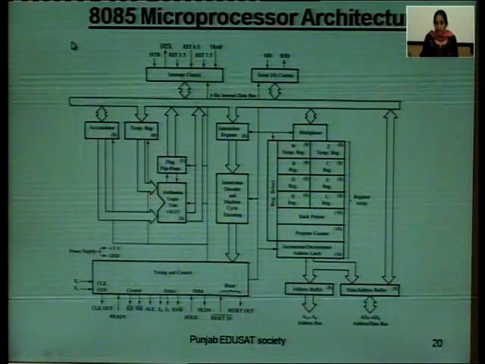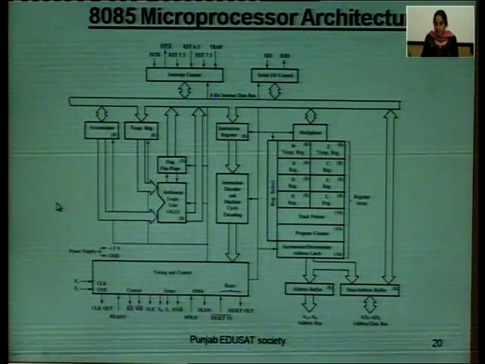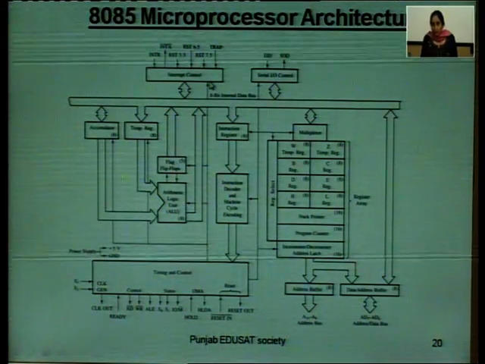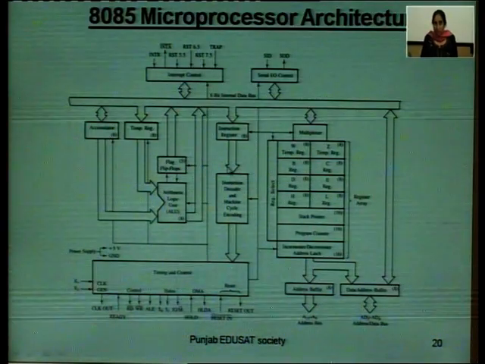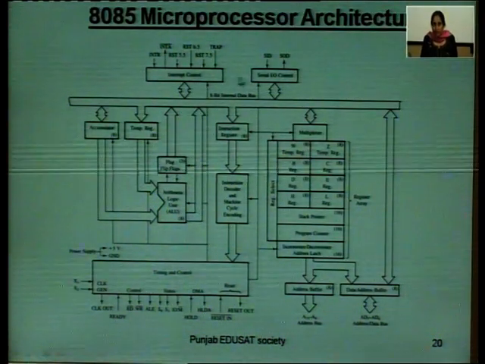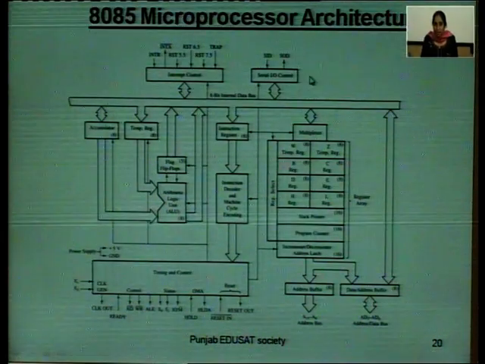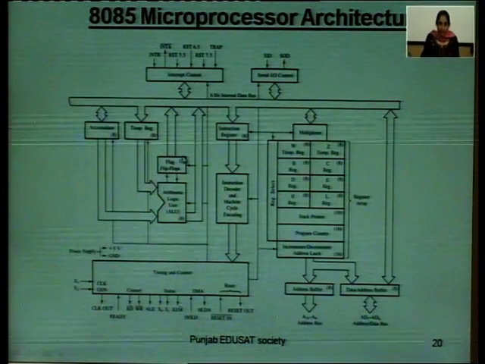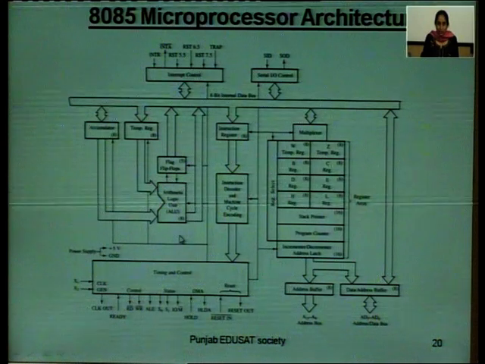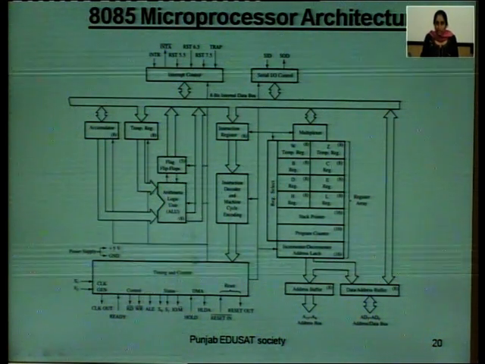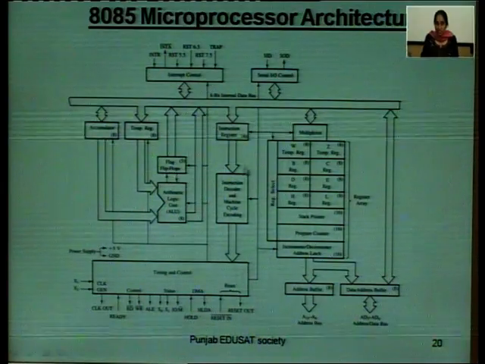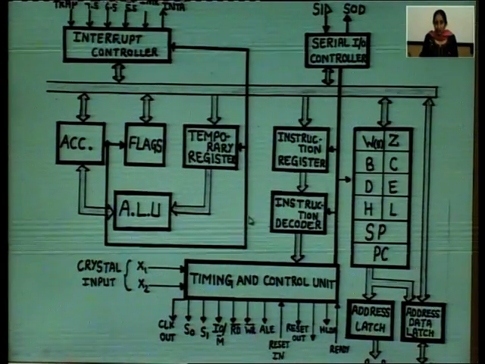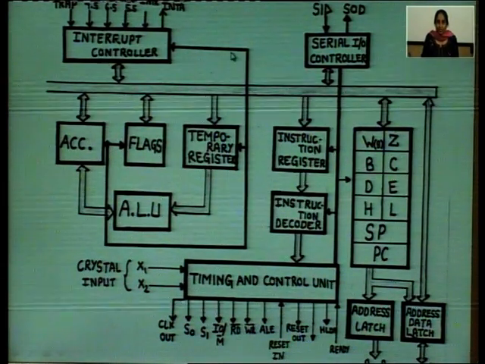This is the diagram for the 8085 microprocessor. In this, various blocks of the 8085 microprocessor are shown. Here we have interrupt control, then serial input output control, accumulator, then temporary registers, then flag registers, arithmetic logic unit, then timing and control unit, then instruction register, instruction decoder, and these are the general purpose registers. Here we will discuss this diagram in detail.